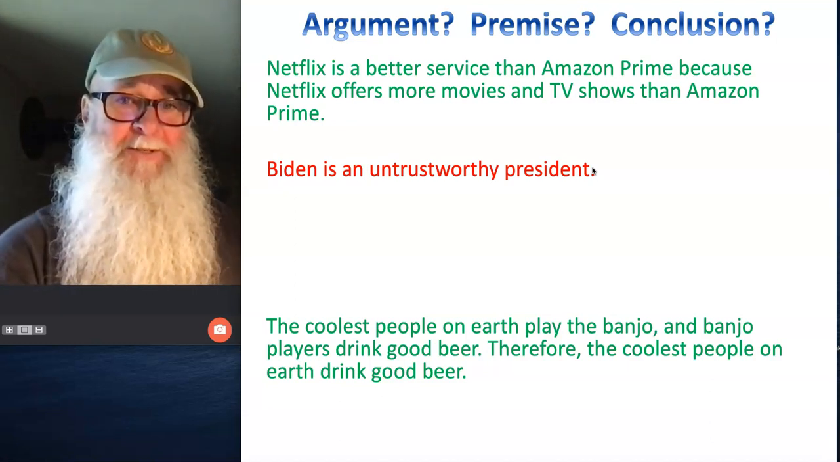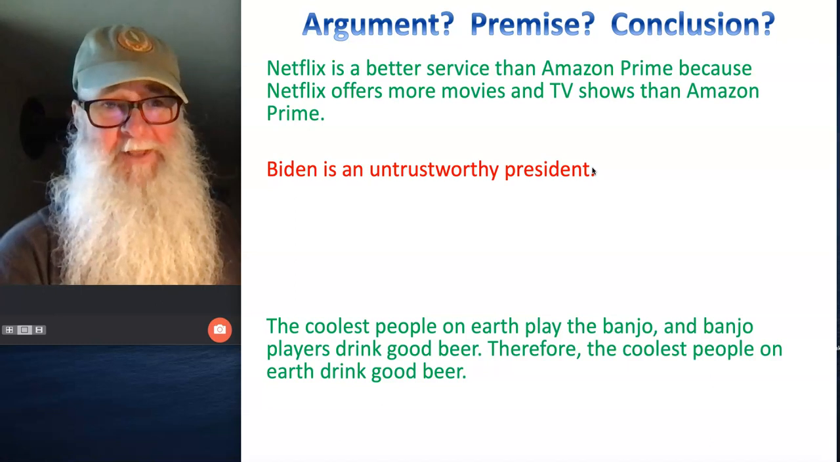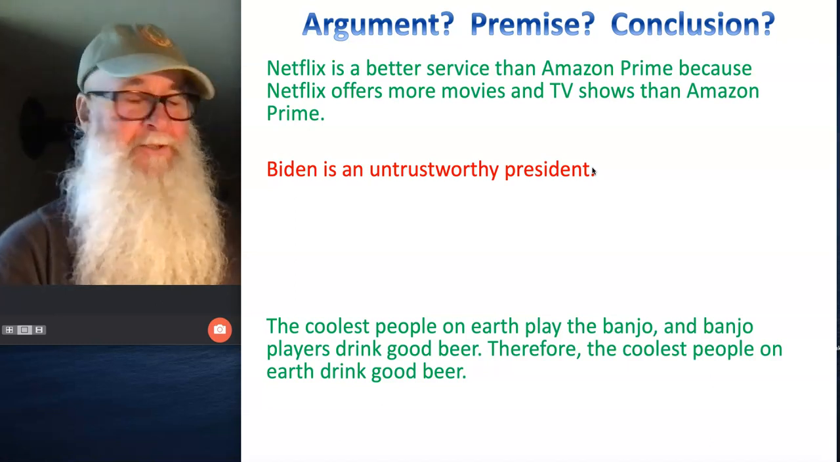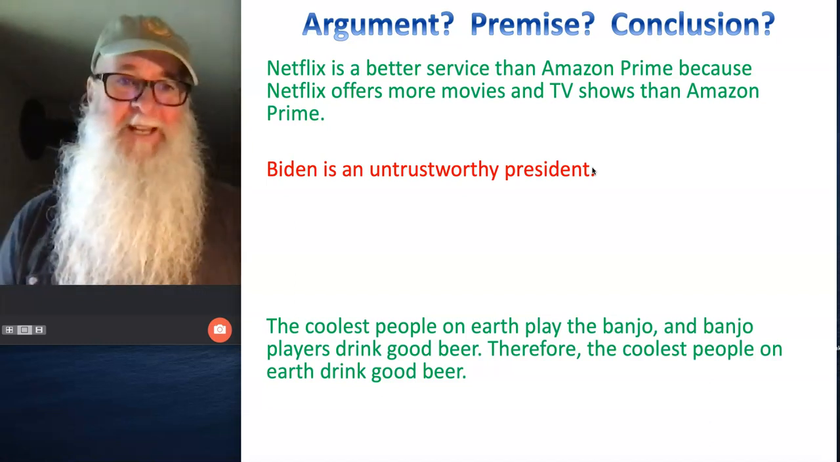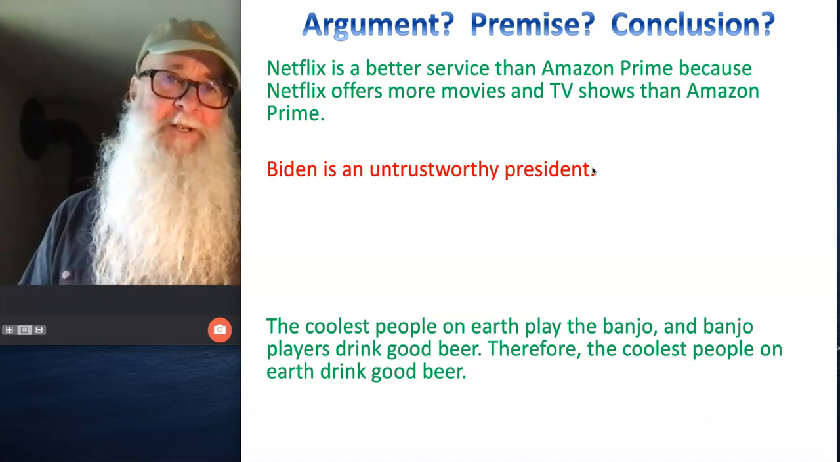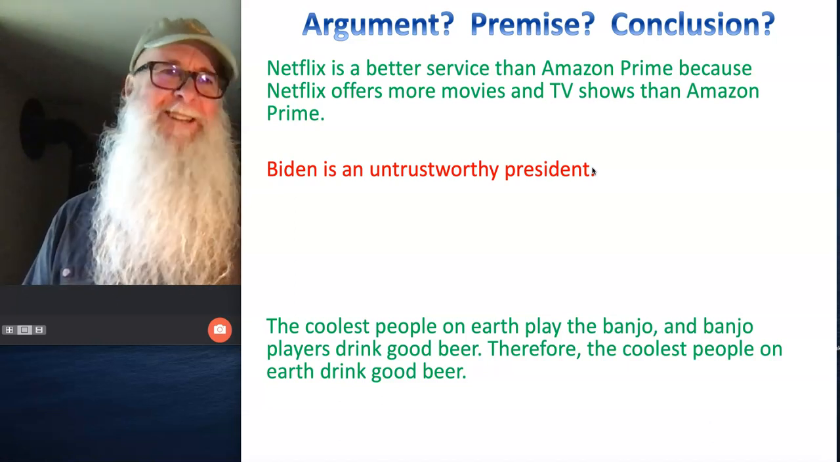The coolest people on earth play the banjo, and banjo players drink good beer. Therefore, the coolest people on earth drink good beer. Yes, that's an argument. The conclusion here is the statement, the coolest people on earth drink good beer. And we say, why do you think that's the case?